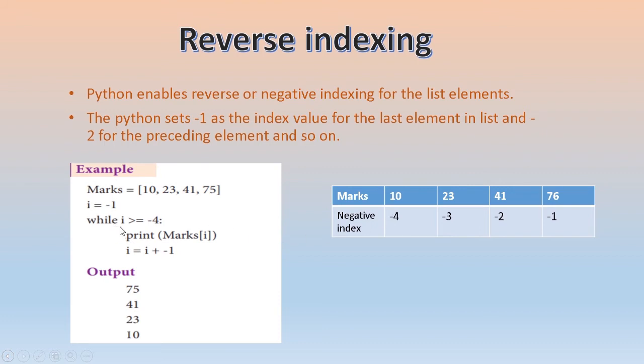So i greater than or equal to -4, the condition is true. So it comes here, marks of i means the last value, that is 75 will be printed. Then i is equal to i plus -1. So -1 plus -1 means you'll be getting the answer as -2. So -2 is greater than -4, that is also true. So -2 position is 41, so 41 will be printed. Next -3, 23. Next -4, 10 will be printed. When i becomes -5, the condition is false. So this is called reverse indexing, or printing the values in the reverse order.